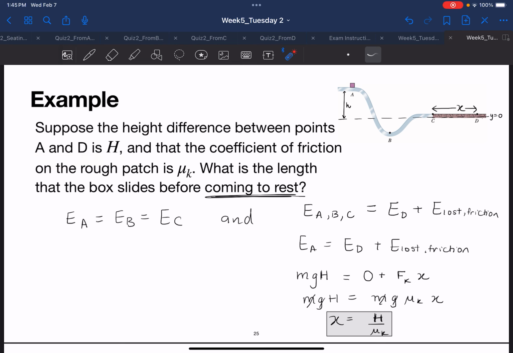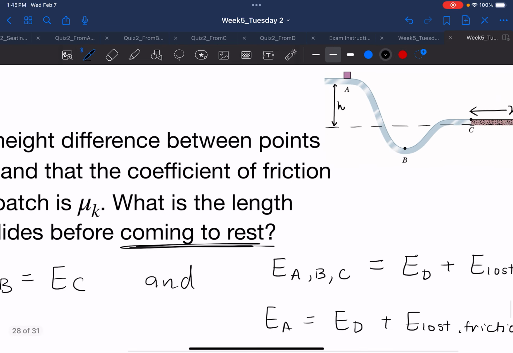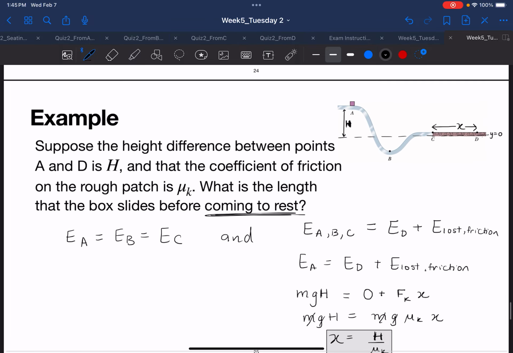Suppose the height difference between the points A and D is H. The coefficient of friction on the rough patch, this patch here, is some μ_k, and we'd like to find the length that the box slides before it comes to rest. And we've defined our y equals 0 point to be here. We can honestly define it anywhere, it doesn't make a difference.